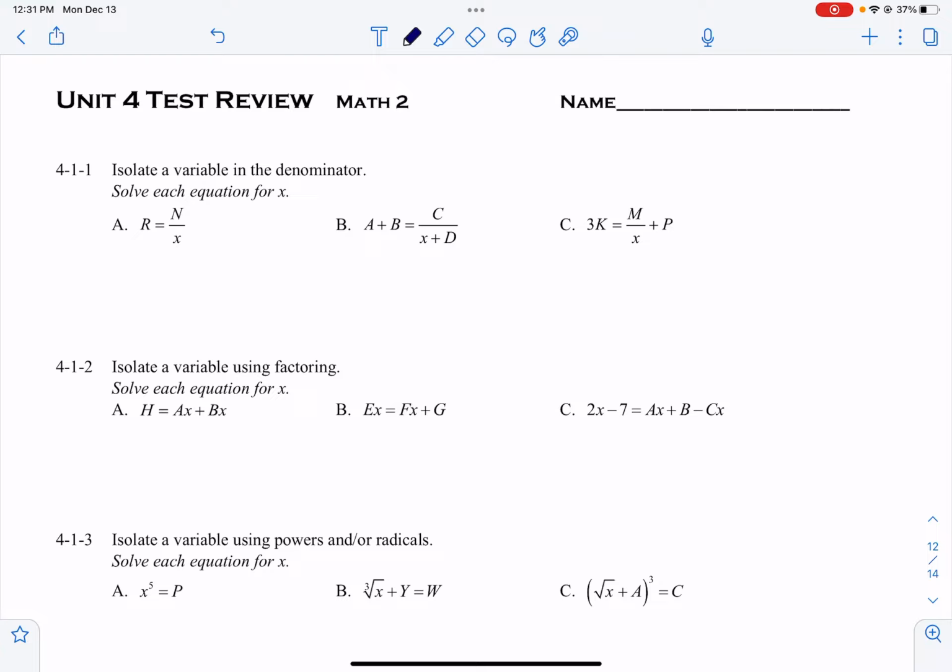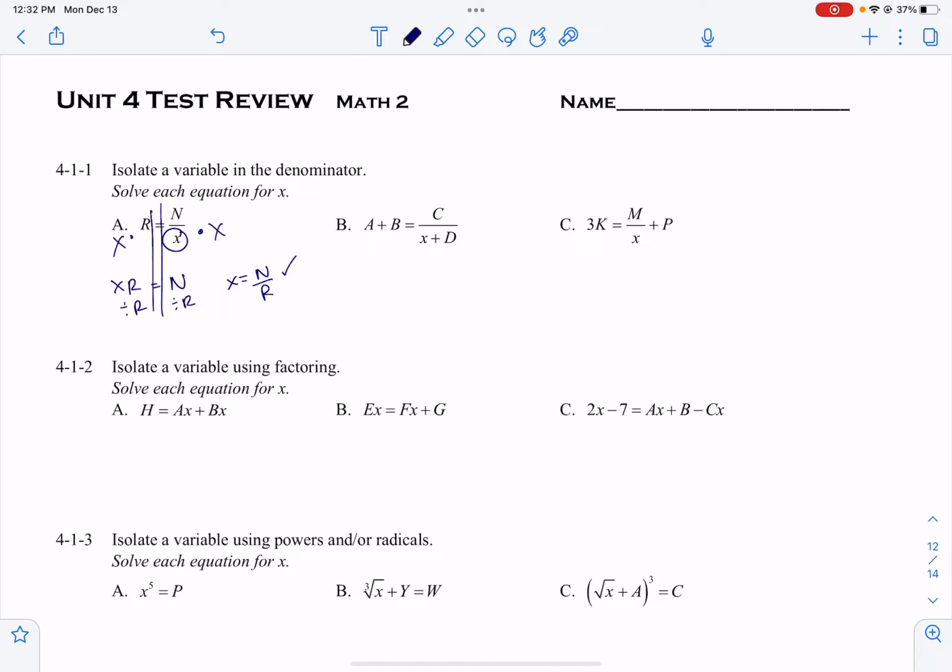So 411, problem A, r equals n over x. We are trying to solve for x, and right now it is stuck on the bottom. So to get it off the bottom, I'm going to multiply both sides by x. So now I get xr equals n. And now it's really easy to get x alone because I just have to divide by r. So x is going to equal n divided by r.